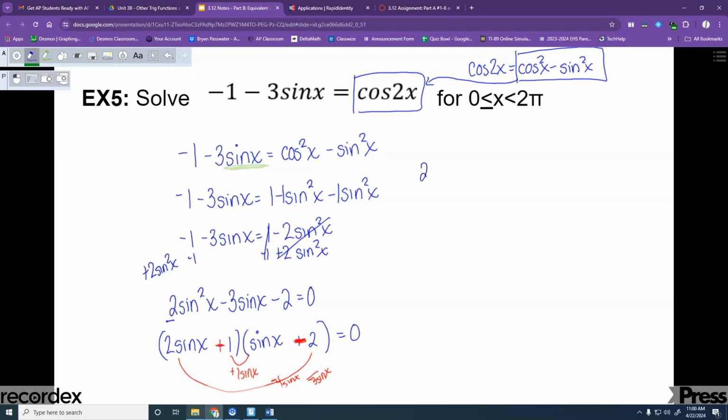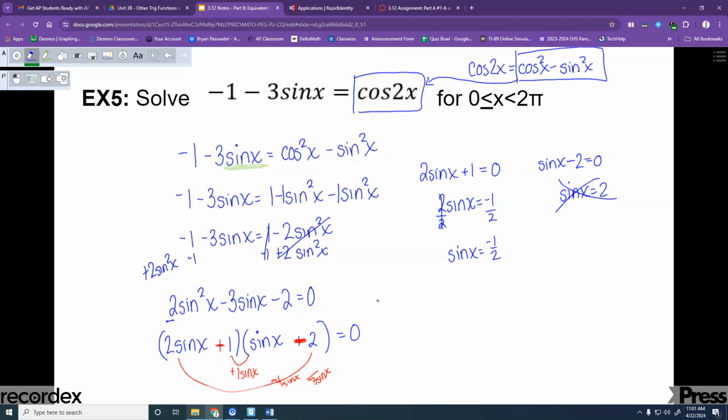We'll have 2 sine x plus 1 equals 0, and sine x minus 2 equals 0. Over here, that's going to be 2 sine x equals negative 1. We'll divide by 2. Sine x will equal negative 1/2. And over here, we'll get sine x equals 2. Did I get any answers from that? Sine does not equal 2. It's too big, so although you've done it correctly, that doesn't give you any answers.